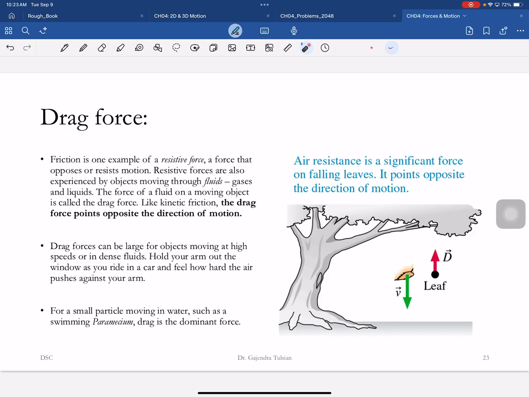Drag forces can be large for objects moving at high speed or in a dense fluid. For small particles moving in water, such as a swimming paramecium, drag is the dominant force. If you're a single-celled animal and water is where you live, drag forces are dominant in your life. If you want to move from one place to another, you've got to push. As soon as you stop pushing, you stop.